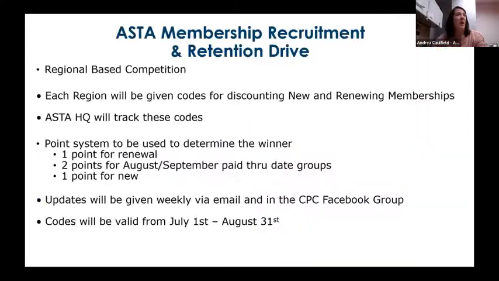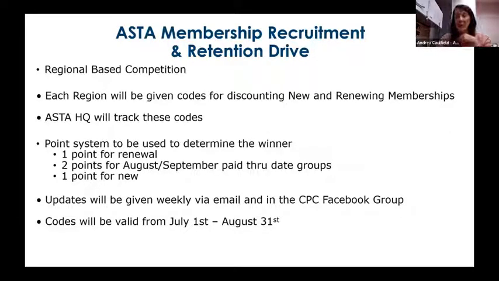So just another reminder, if you were not in DC, it's going to be regionally based like last year. You know, we want to get a new winner. HQ, Jasmine and I are going to work on making sure the codes are going to be tracked. I'll probably pull information every few weeks on that.